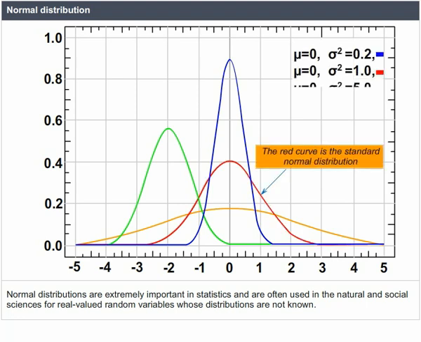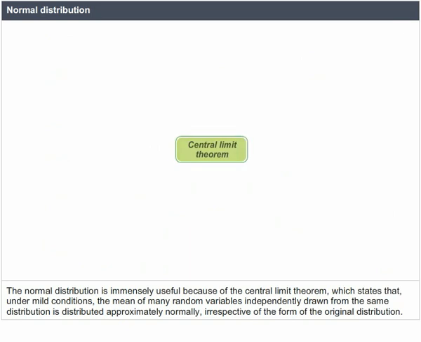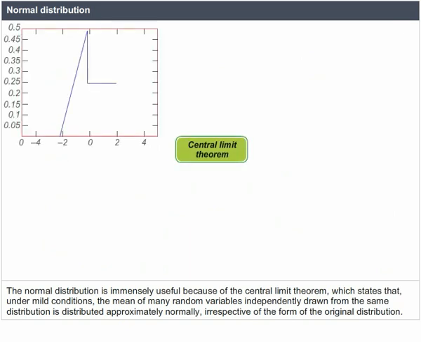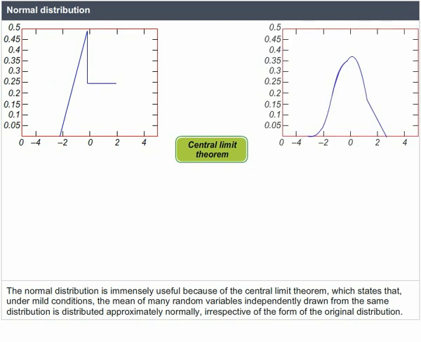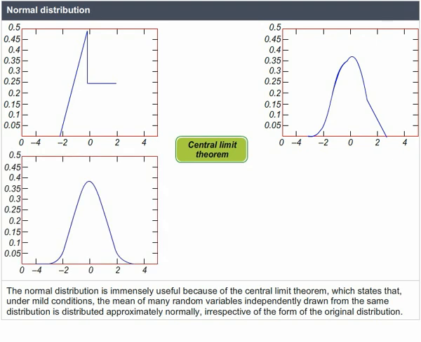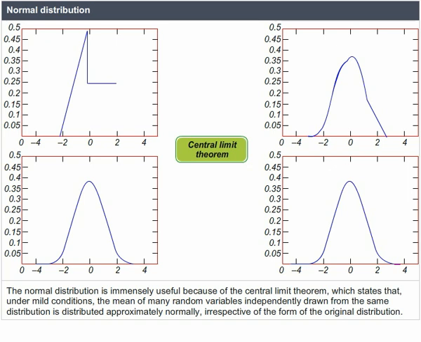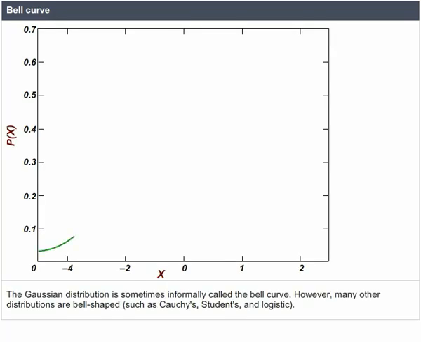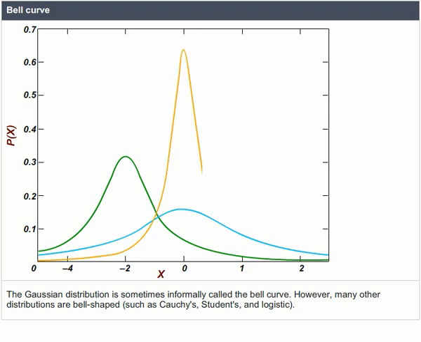The normal distribution is immensely useful because of the central limit theorem, which states that under mild conditions, the mean of many random variables independently drawn from the same distribution is distributed approximately normally, irrespective of the form of the original distribution. Bell curve. The Gaussian distribution is sometimes informally called the bell curve. However, many other distributions are bell-shaped, such as the Cauchy, Student's t, and logistic.